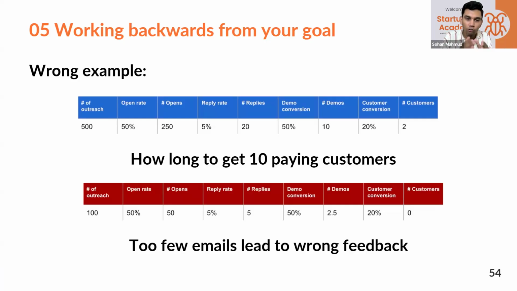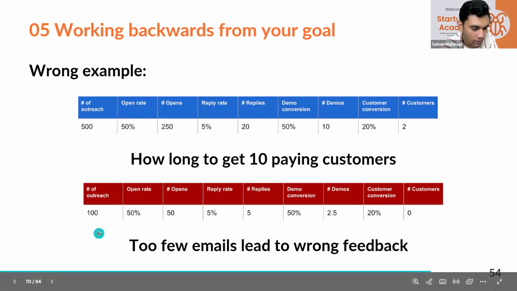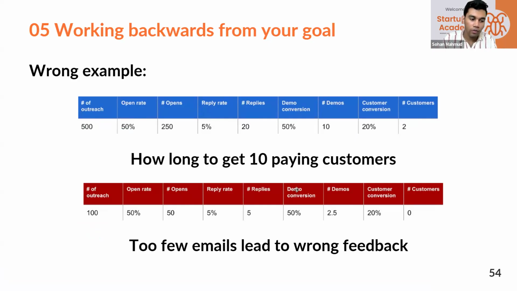If you're having low volume, let's say 500 or 10 or 100, you might think, okay, I'm sending 500 emails, but at the end of the day, you're getting only 2 customers. So only this number matters, not this number, 500 or 100. When you're trying to send out emails and get customers, focus on the outcome number, not the outreach number.